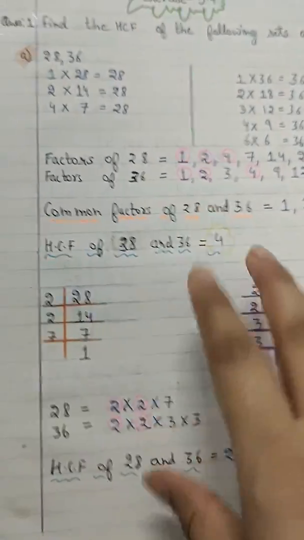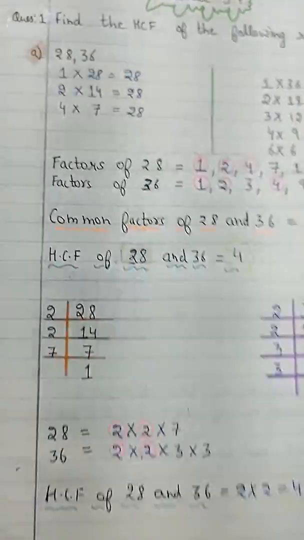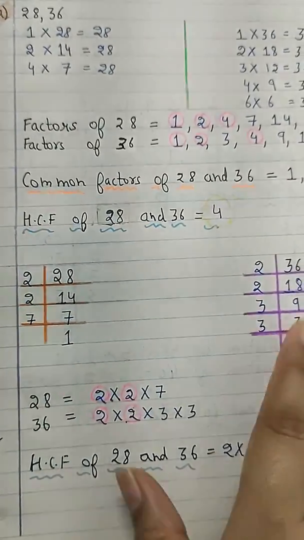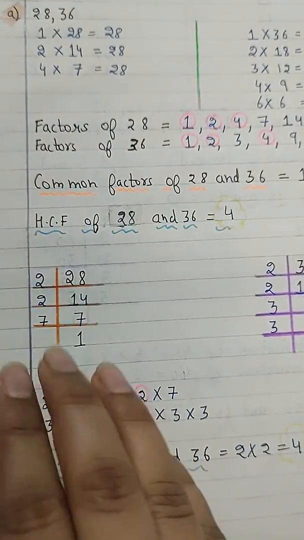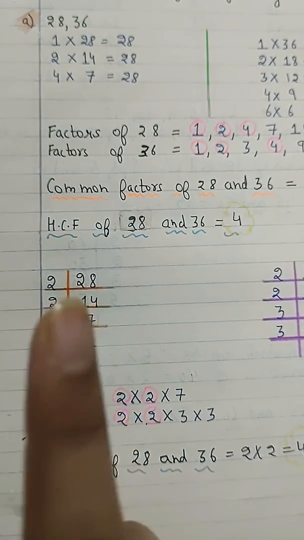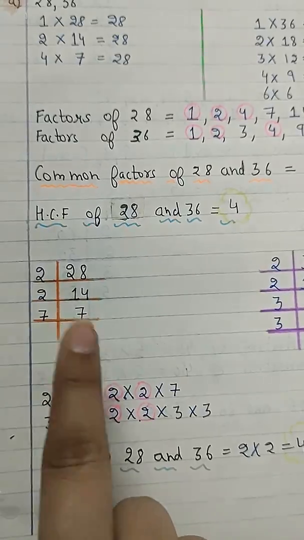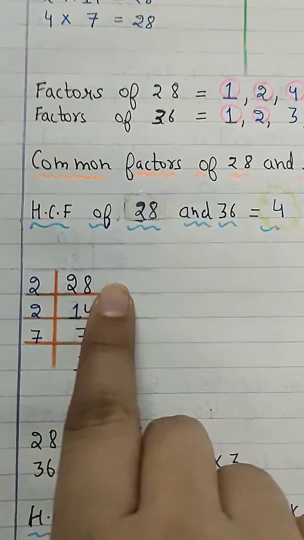This is the normal method that we have done. Now there is also a division method. Earlier, for prime factorization, we used two methods: one is the factor tree method, and one is the division method. So now I am going to use the second method here. What is the method here?